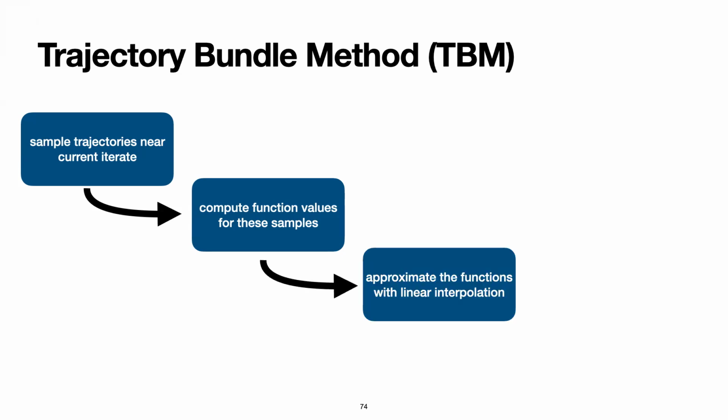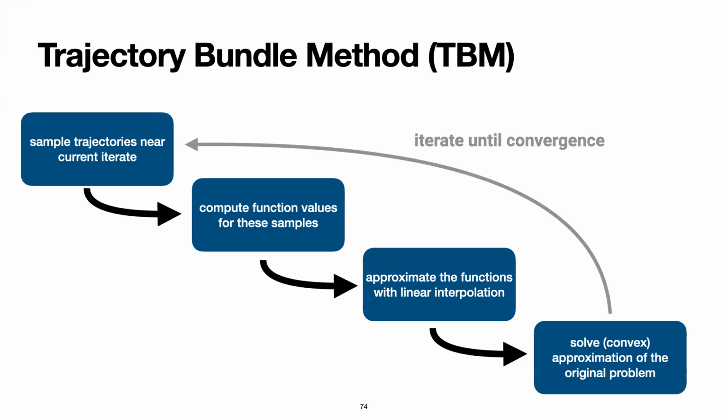I then approximate all these functions with linear interpolation, using the samples to assemble this linear interpolant in the same way I did earlier. From here, I can form a convex approximation of the original problem. Before, I had nonlinear, non-convex functions; now I've taken a few samples and rebuilt an approximation with linear interpolation, which gives us a nice convex problem. And I can iterate on this until I converge.